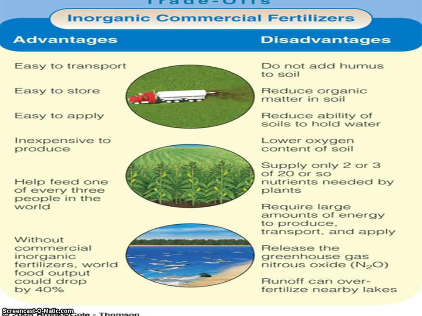All right, these last couple of slides of information you have in your notes already filled out for you, but this gives you a snapshot of the trade-offs, the advantages and disadvantages of using inorganic commercial fertilizers, those big nitrogen fertilizers. We know it's easy to transport, but it doesn't help build up the humus in the soil. Remember, humus, our natural organic material. Easy to store, easy to apply. Unfortunately, it reduces your soil's ability to hold water. It reduces the organic matter in your soil. And remember, our organic matter is the big natural fertilizer that helps keep the health of the soil.